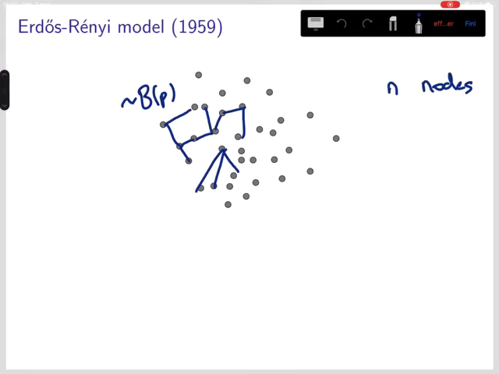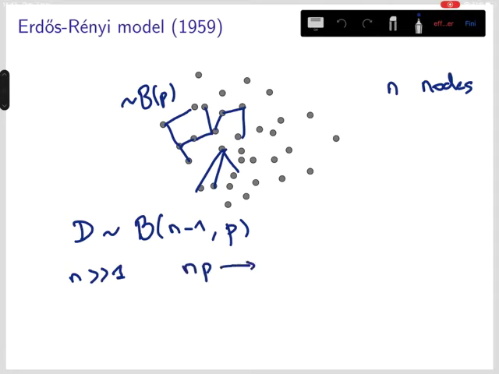And now if you observe the degree distribution, the degree has a binomial distribution with parameters n minus 1, all the other nodes, and p. And so for a large graph, let's say n is much higher than 1, and np tending to some constant lambda, so p tending to 0, this is approximately equal to a Poisson distribution with parameter lambda.